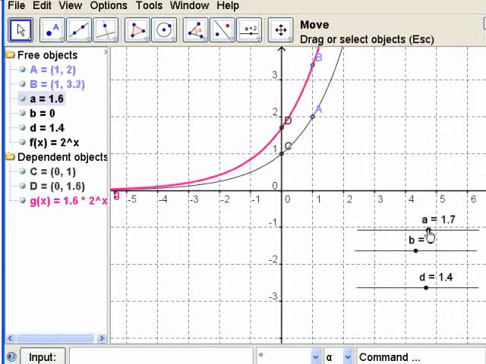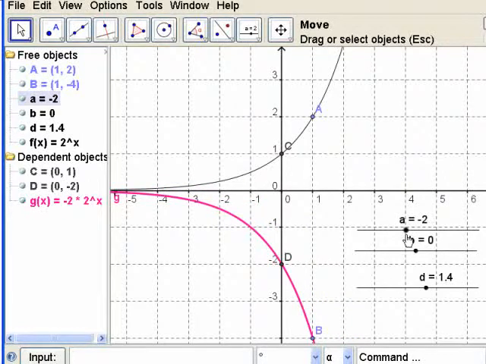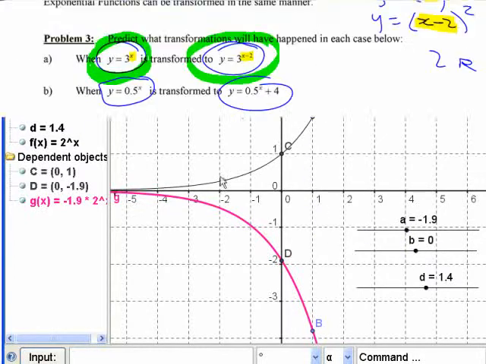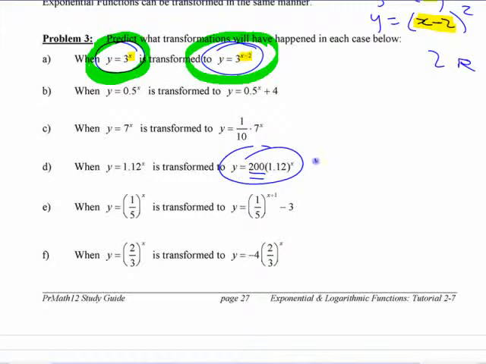This is a vertical compression or a vertical expansion, right? If you put a 2 in front, it's going to be a vertical expansion. If you put a negative 2 in front, it's going to be a vertical reflection and a vertical expansion. The y values are twice as big, and it's reflected. So if you want to use the right language, this is a vertical expansion by a factor of what? 200. It's going to be 200 times as tall.